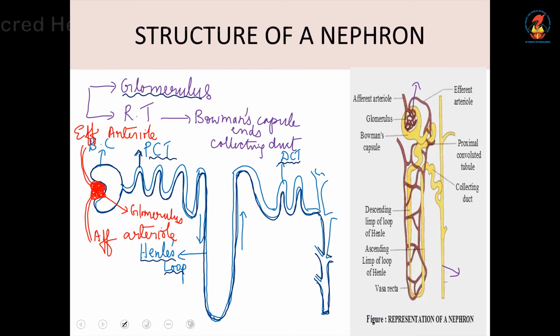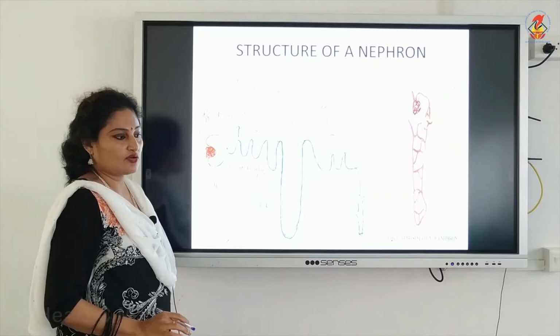Now, here there is another structure to be identified. This in totality is known as the Malpighian body, or the renal corpuscle. So, what is the renal corpuscle or Malpighian body? It is the Bowman's capsule along with the glomerulus that forms the Malpighian body or the renal corpuscle.